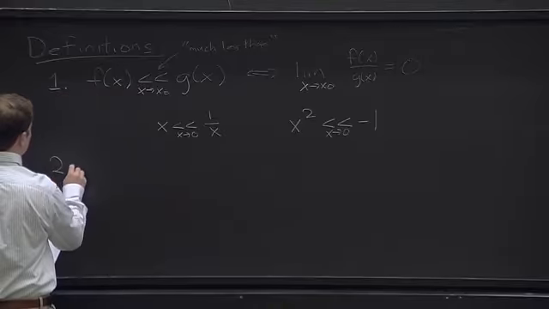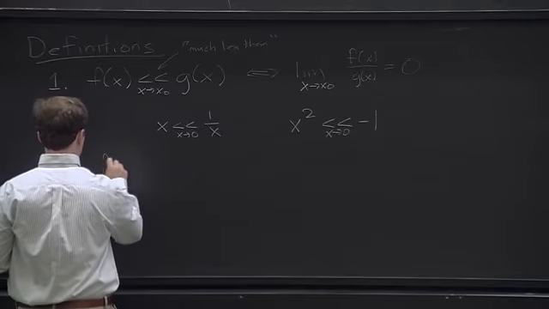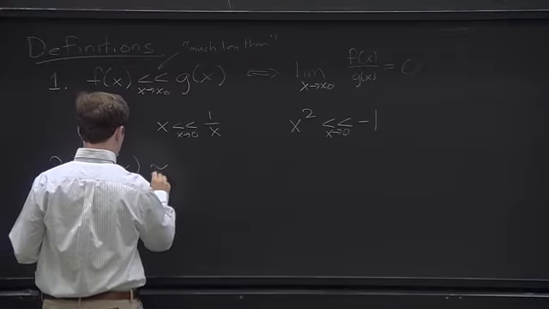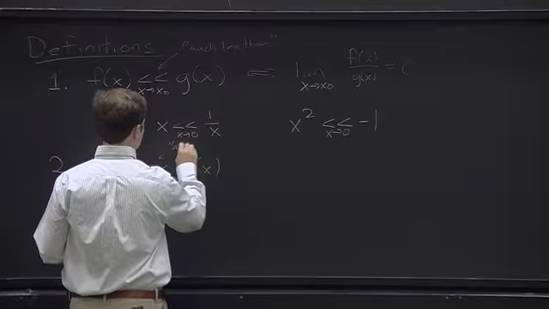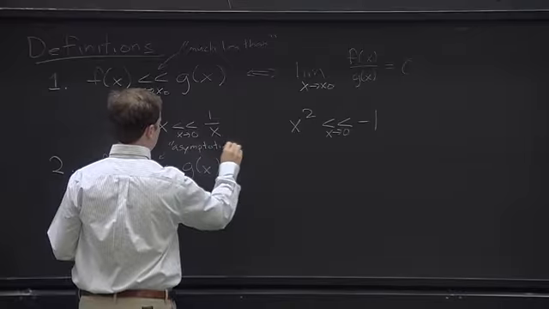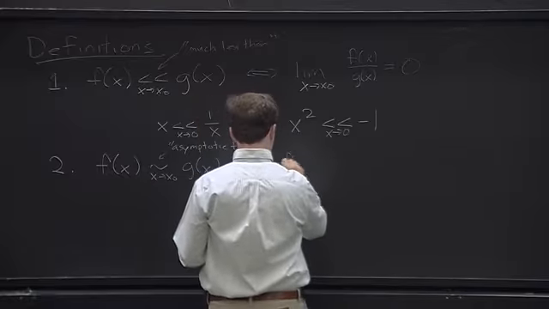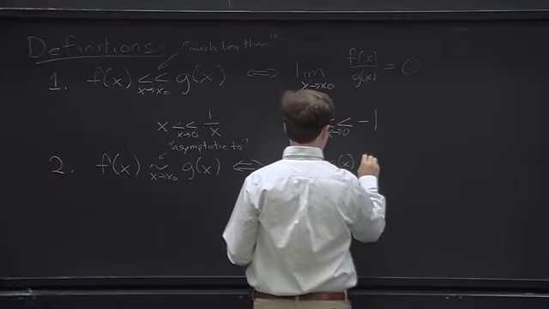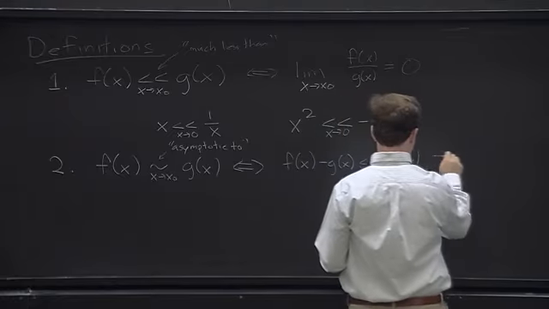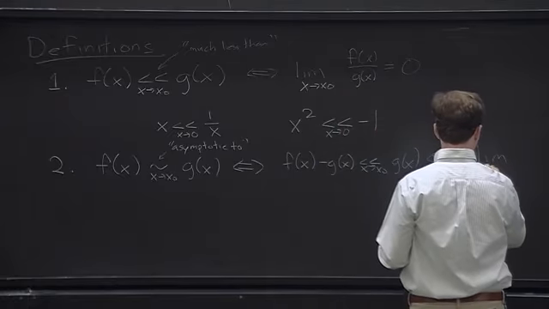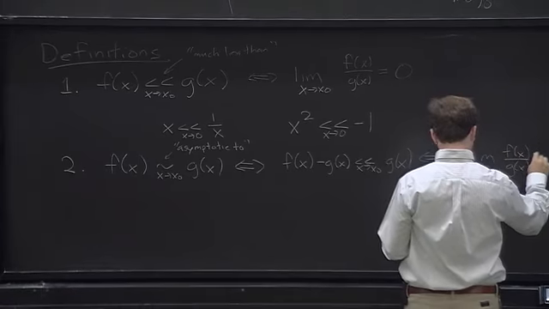Okay. So our second definition: two functions are asymptotic to each other if f minus g is much less than g, or equivalently, the limit as x goes to x naught of f of x over g of x is 1.